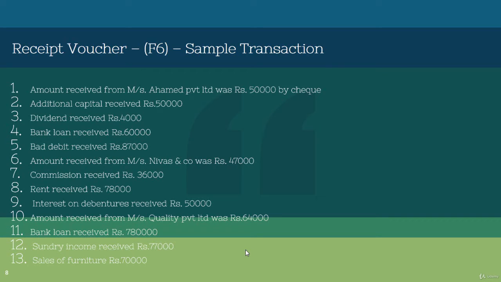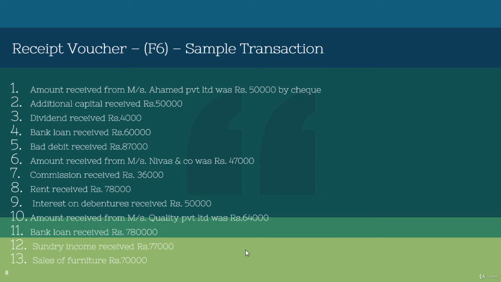Amount received from Quality Private Limited 64,000, bank loan received 780,000, sundry income received 77,000, sales of furniture 70,000. So if we receive cash or check, we have to use the receipt voucher.